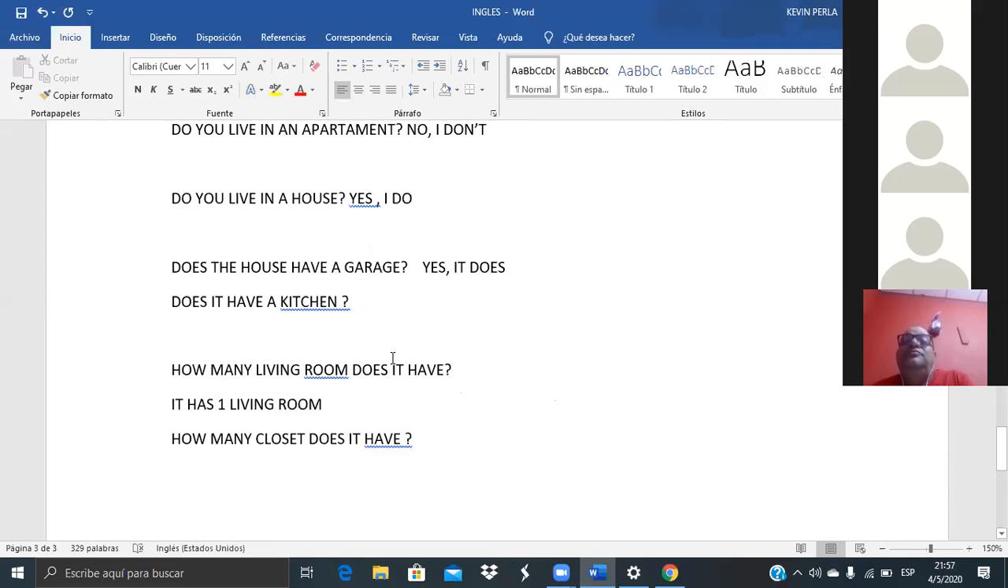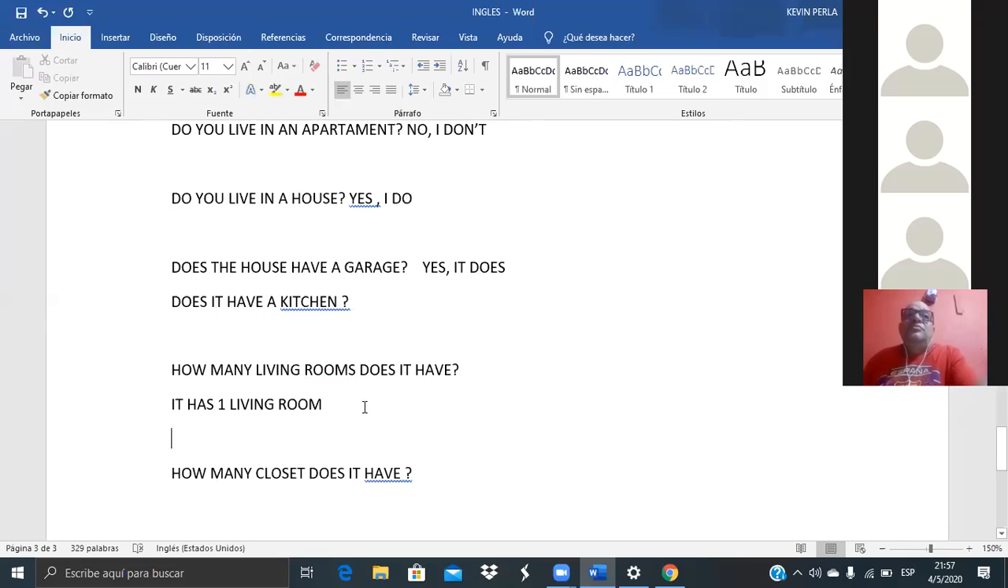Aquí siempre, cuando ocupamos how many, tiene que ir en plural. How many lo vamos a ocupar para cosas que podemos contar. Y how much, que significa lo mismo en español, pero en inglés lo ponemos con cosas que no podemos contar, como líquidos, gases, etc. It has one living room. Good. Ahí van, poco a poco.